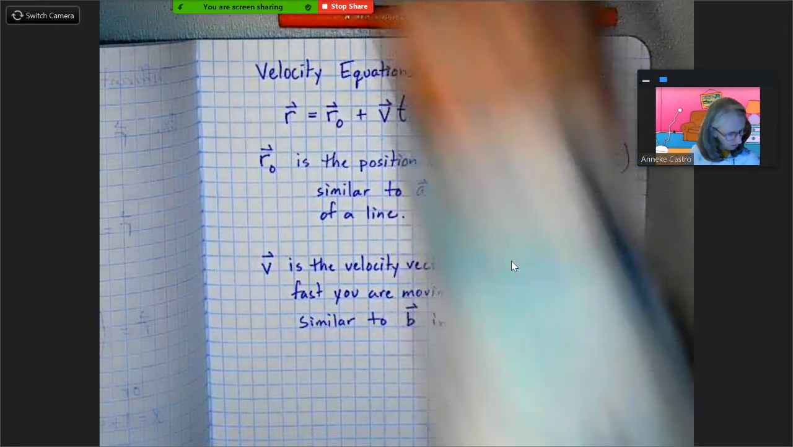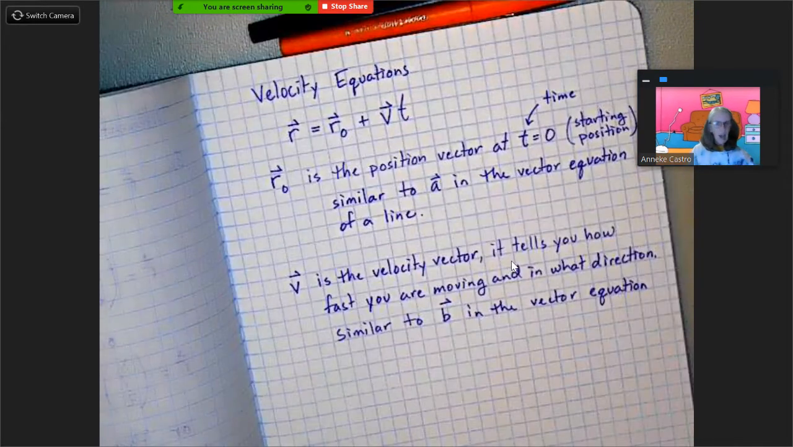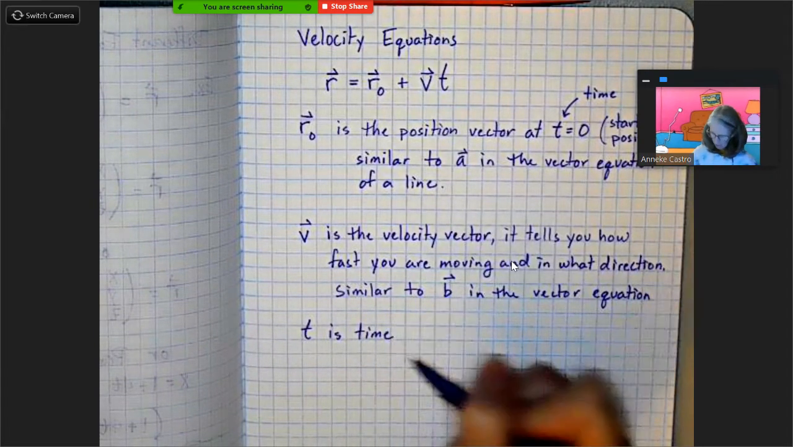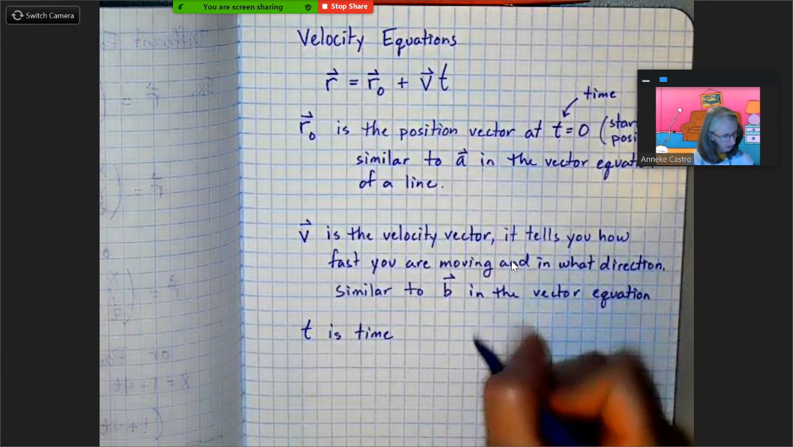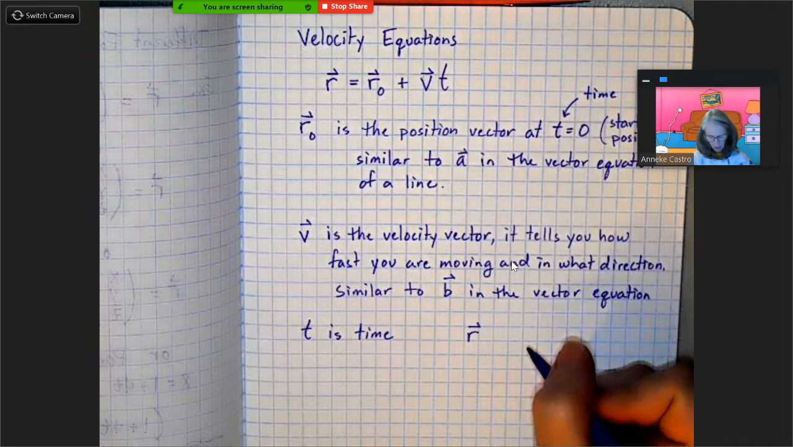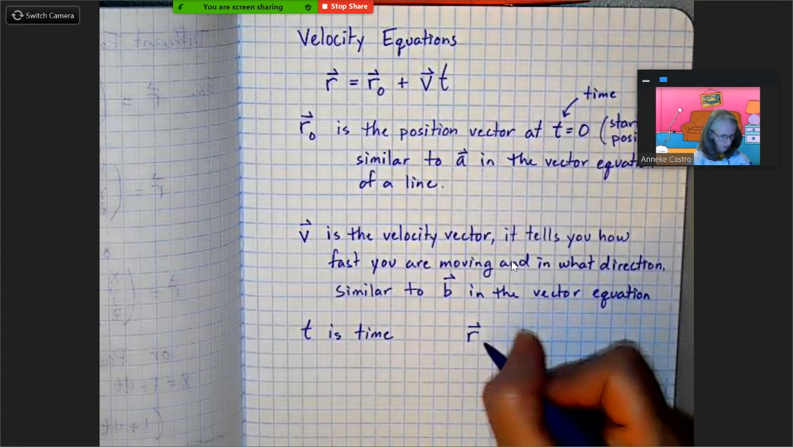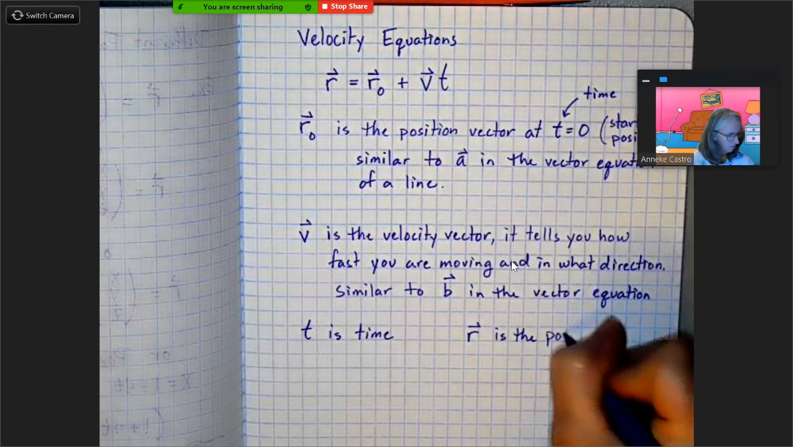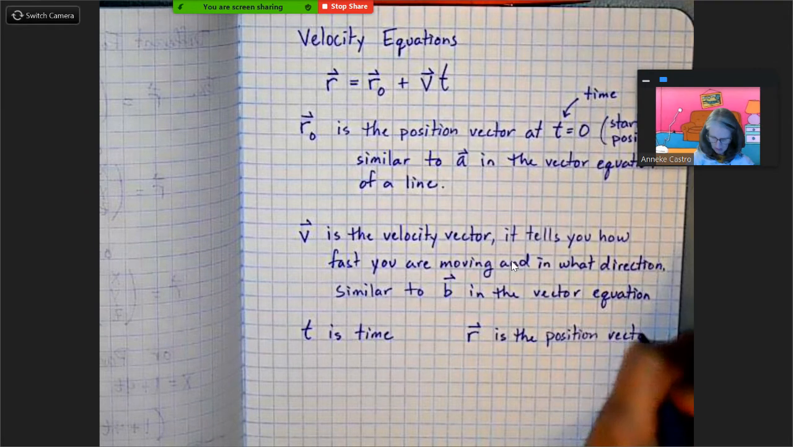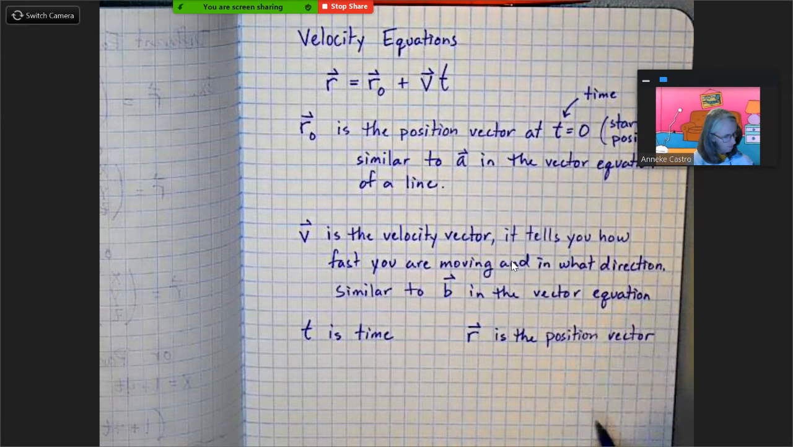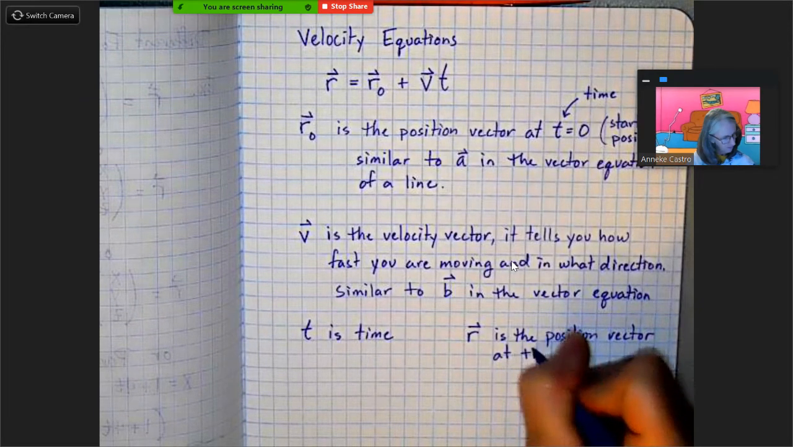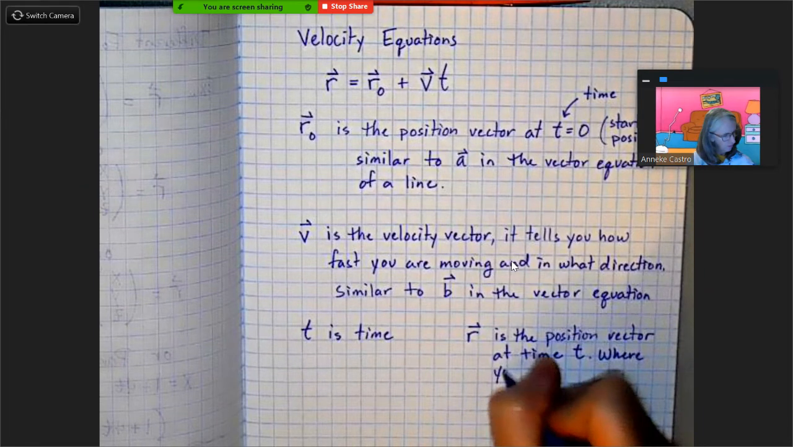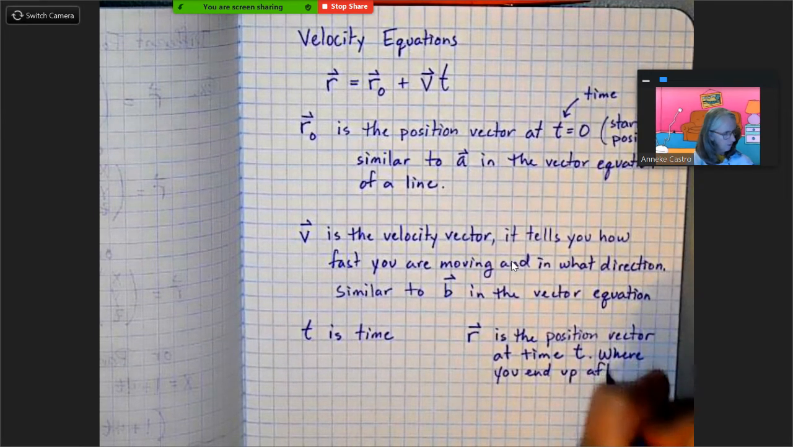All right, back to what else is in my equation. So the other thing is t. We've talked about t before. Specifically, in a velocity equation, t is always time. Okay. And then r, this puppy here, is the position vector of a point on the line at time t. So it's where you end up. Okay, so this is the position vector, because it's a vector, at time t. So basically you can think of it as where you end up after a given amount of time.